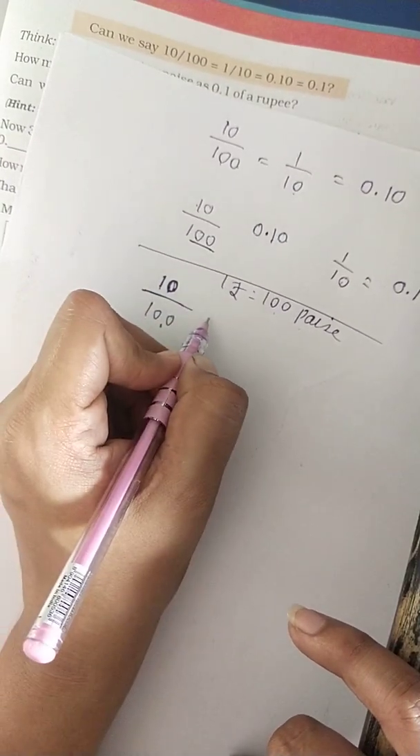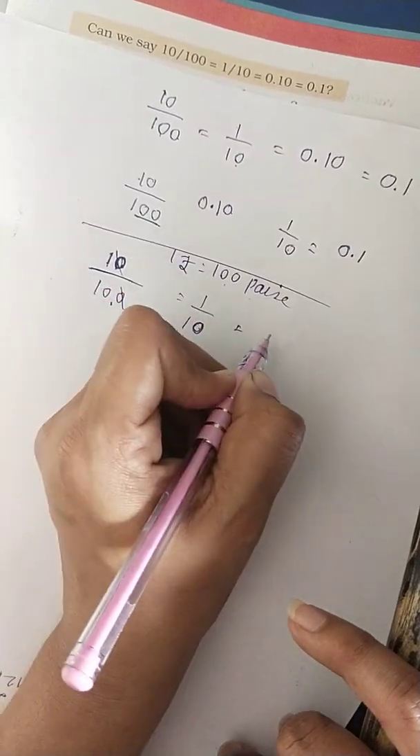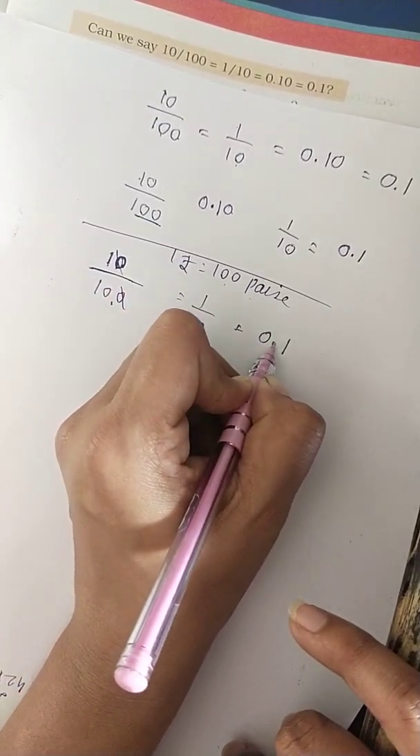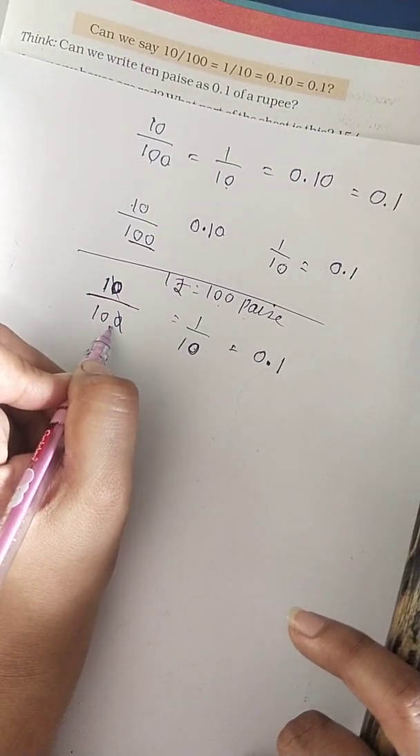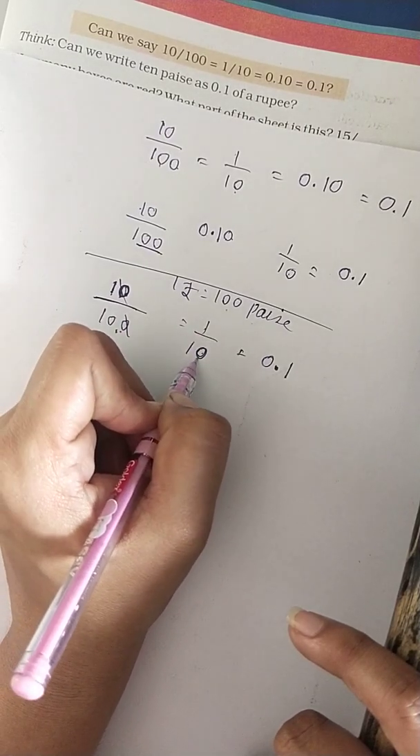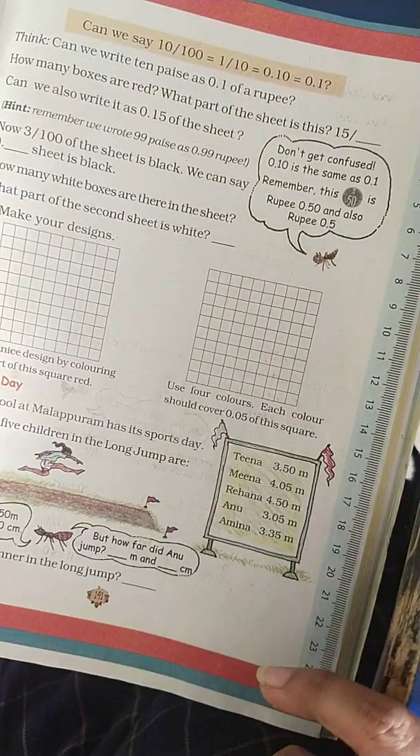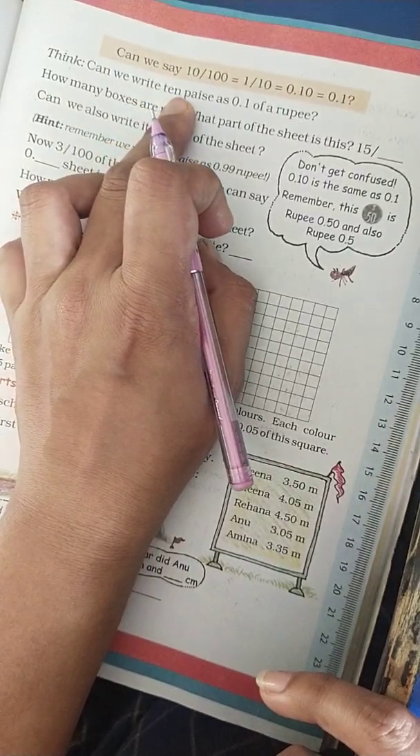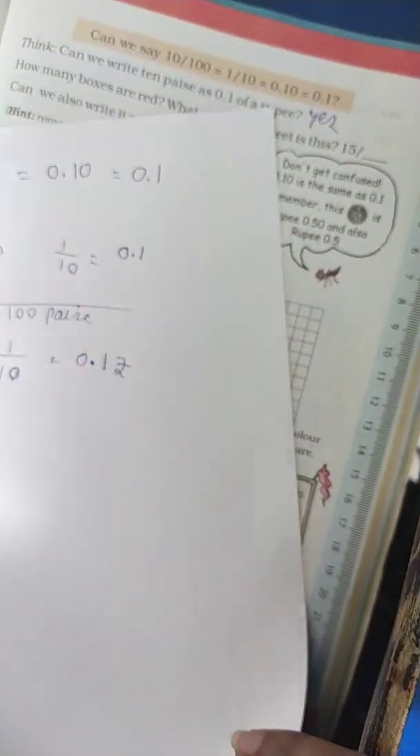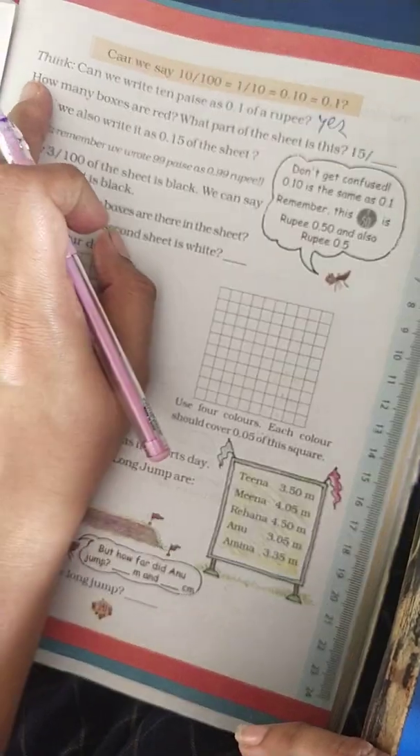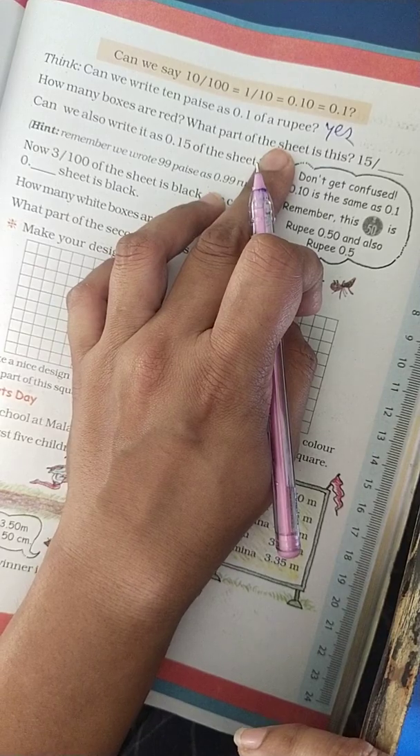Okay, now we have to cut 0 and 0, so it is 1 upon 10. It means as a decimal it is 0.1. Clear, students? So we can write 10 paise is equal to 10 upon 100, 1 upon 10 and 0.1 rupee. So here we can write 10 paise is equal to 0.1 rupee. Yes, we can write. How? This way.